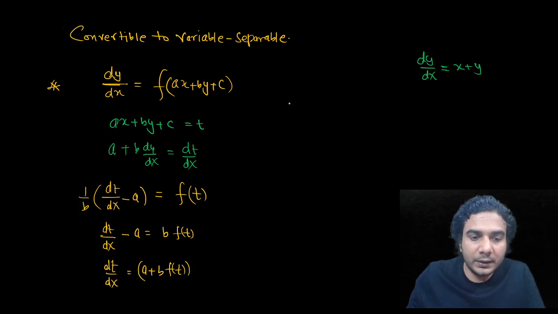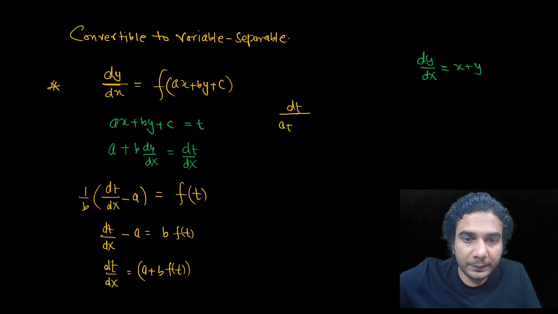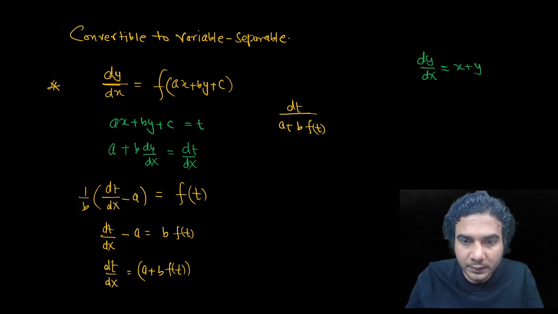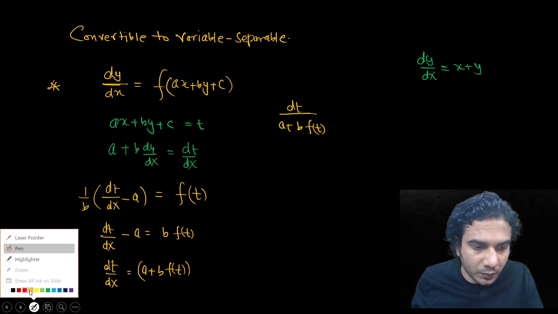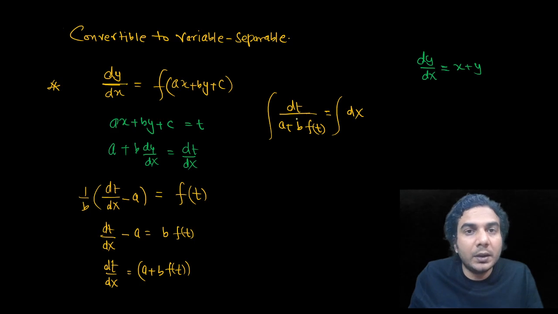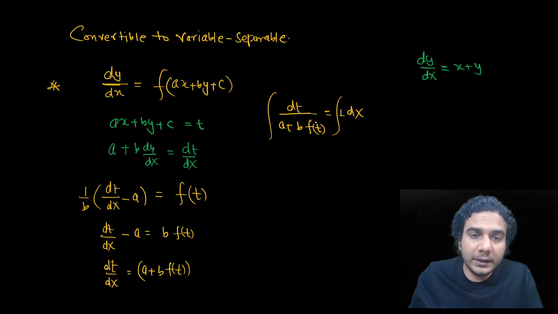And now you can write dt with this function, a plus b f of t, is equal to dx. Now you can integrate it. So it's separated: dt with function of t, and dx is with 1. There's no function. So now you can integrate it easily.